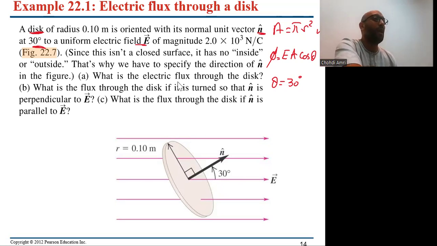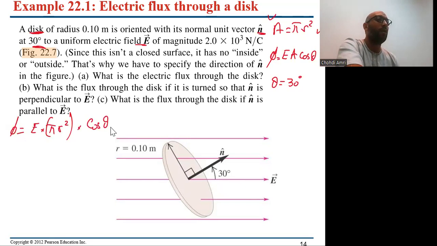Question A, what is the electric flux through the disk? We apply the formula directly. It will be E multiplied by A. A in our case is pi r squared, multiplied by cosine theta, that means cosine 30. So it will be the electric field, 2 times 10 to the power 3, multiplied by pi multiplied by r squared, that means 0.1 squared, multiplied by cosine 30, and we can get the result.